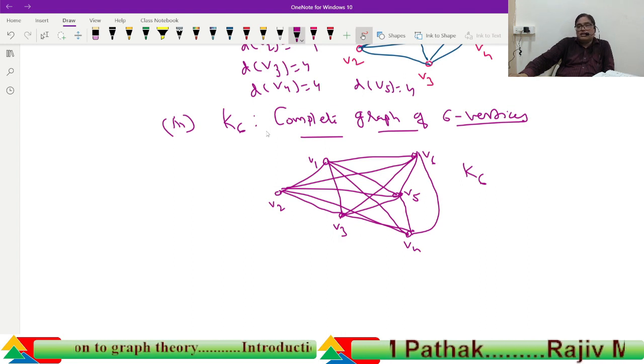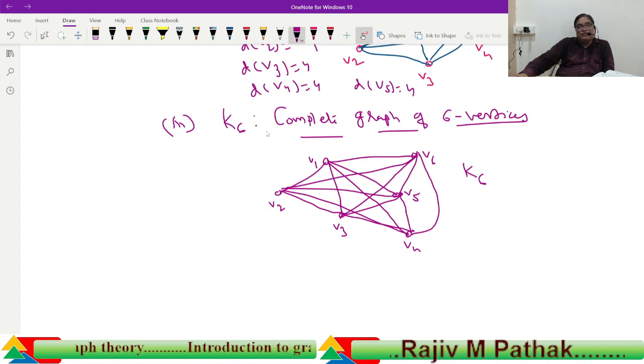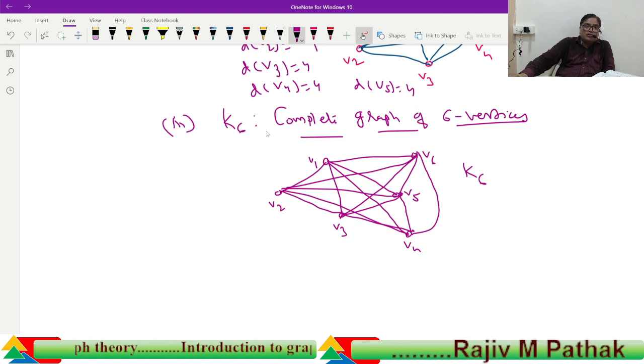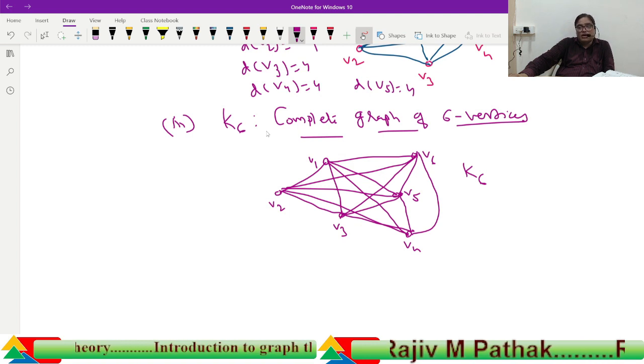So in general, if G is a complete graph of n vertices, then the degree of each vertex is n minus 1. That means a complete graph of n vertices is an n minus 1 regular graph. So it means every complete graph is a regular graph. हर एक अगर ग्राफ कंप्लीट है तो उसका डिग्री ऑफ हर एक वर्टेक्स का डिग्री सेम होगा. सेम होने का मतलब वो रेगुलर ग्राफ बन जाता है. So it means every complete graph is a regular graph.